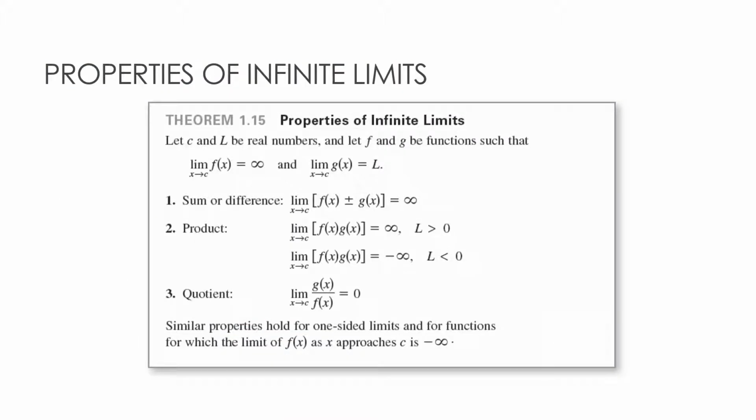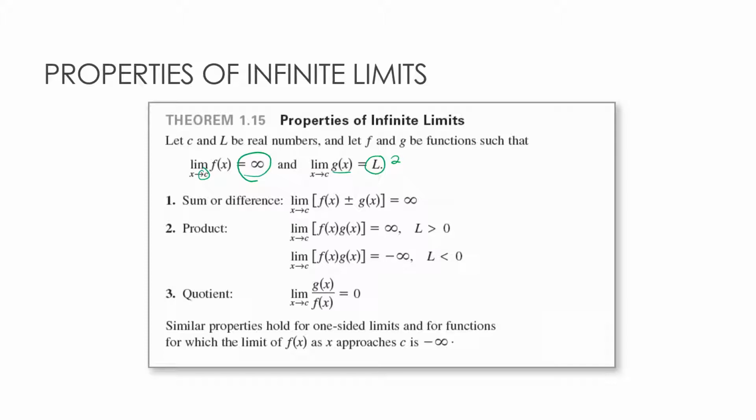Before we finish up section 1.5, let's talk a little bit about some properties of infinite limits. Again, most of these are pretty commonsensical, pretty straightforward. This is saying if the limit as we approach c of f of x is infinity and of some other function g of x is L, meaning it's just some number, and it doesn't matter what the number is. You can plug in a number, 2 or 3 or 7 or 19 or whatever floats your boat.